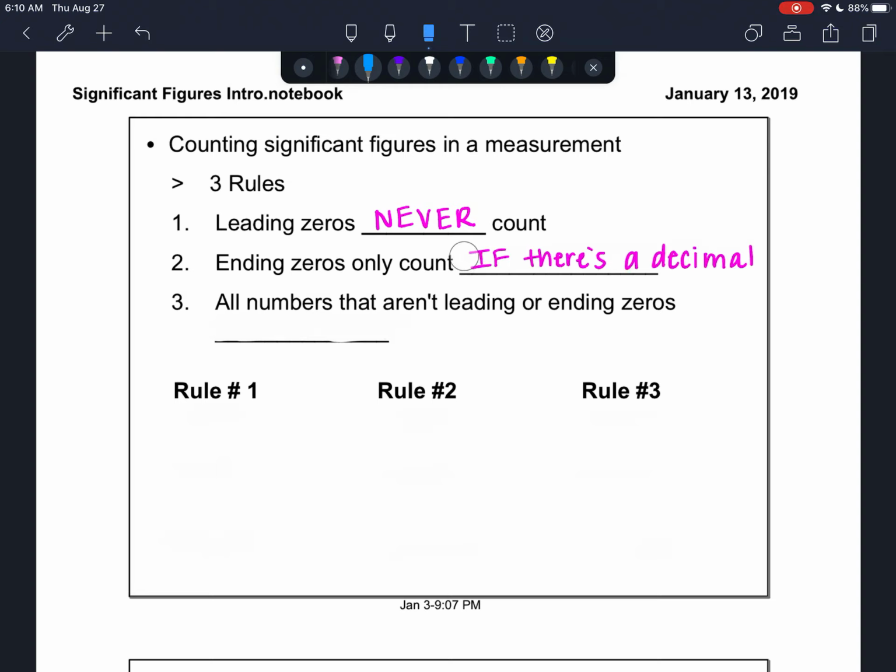The second one is that ending zeros only count if there's a decimal. And the last rule is that all numbers that aren't leading or ending zeros always count. So let's look at some examples for rule number 1.